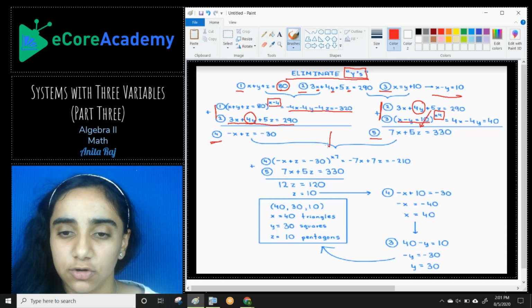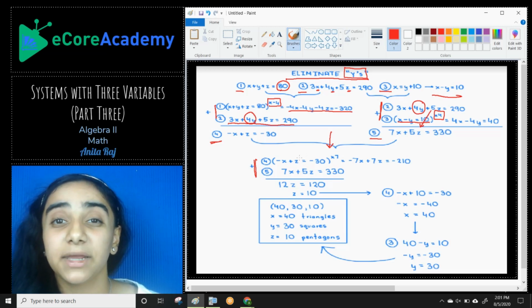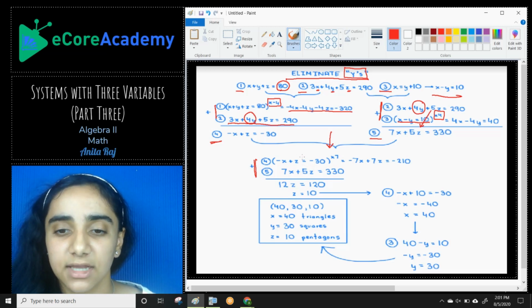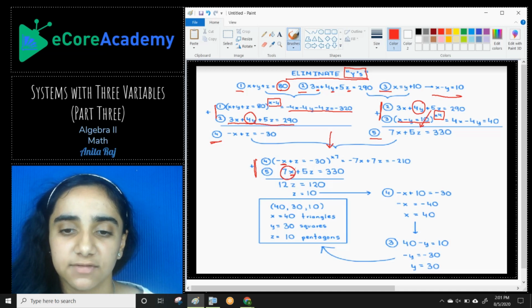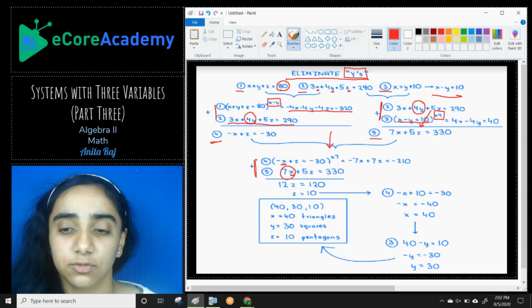So then we have to just go down here, and we have to add the fourth equation and the fifth equation together. So again, the fourth equation is negative x plus z equals negative 30, and the fifth equation is 7x plus 5z equals 330. So what we have to do here is we have to pick another variable we want to eliminate. In this case, I decided to eliminate the x's. So if you see here, I analyzed this second equation. I have 7x, so I decided to multiply the top equation by 7, so I get a negative 7x, and the x's cancel out. So I multiply the top by 7, and I get negative 7x plus 7z equals negative 210.